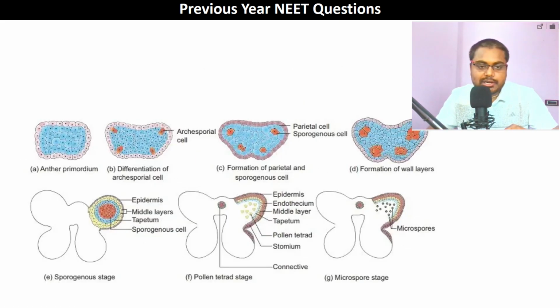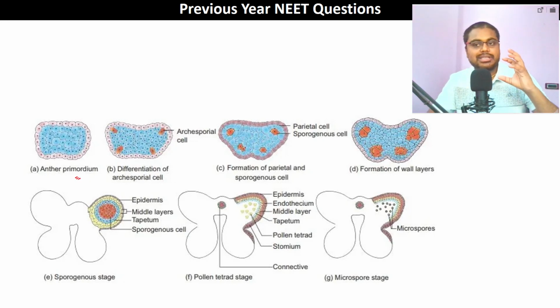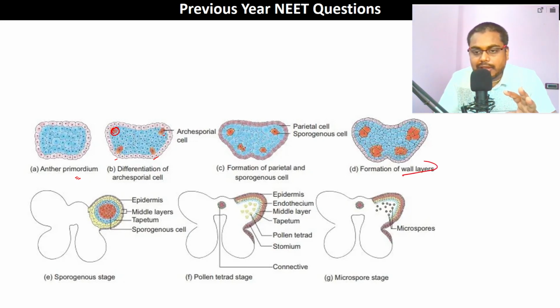And we can see here this archesporial cell is present. Okay, so this is the anther primordium. Primordium means the initial anther. And then it gives rise to archesporial cells. We can see there are 4 archesporial cells, and then these archesporial cells differentiate and form the wall layers. So the formation of wall layers is done by the archesporial cells, and also the sporogenous cell is formed by it.